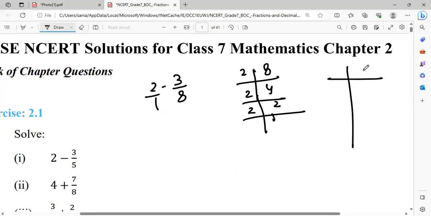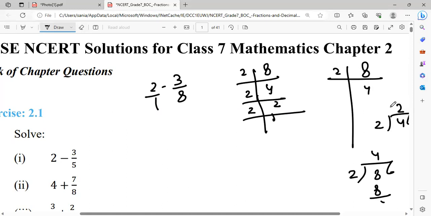Prime factor is basically what you have to do. You have to just divide the 8. So you will start from 2 tables. 2, 4, 8. You got it. So you will write here 4 because you multiplied with 2 tables. Now this 4 you have to divide. So which number is suitable? 2 multiplied by 2, you will get 4. So 2 and 2. Then again 2, 1. Clear?